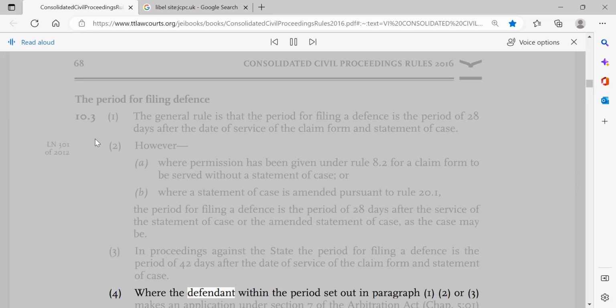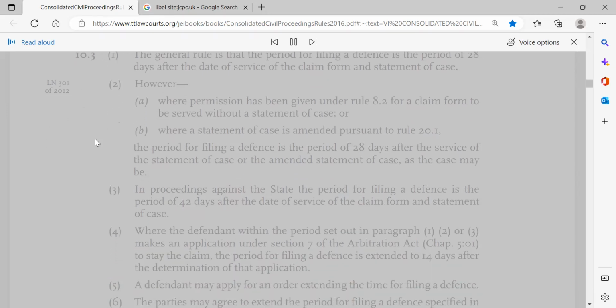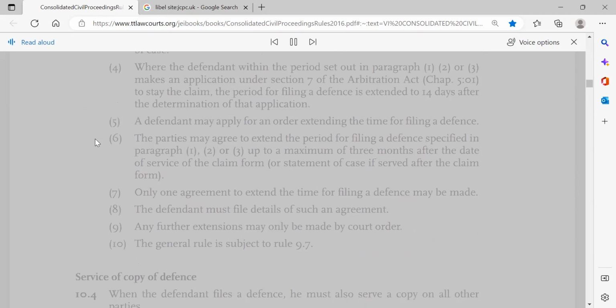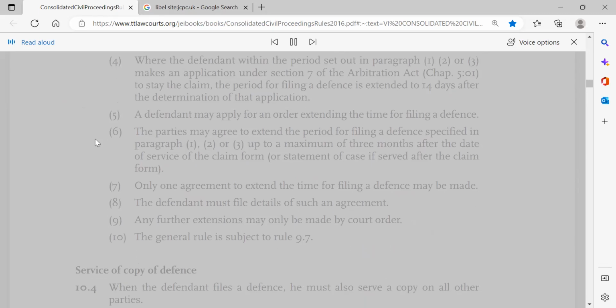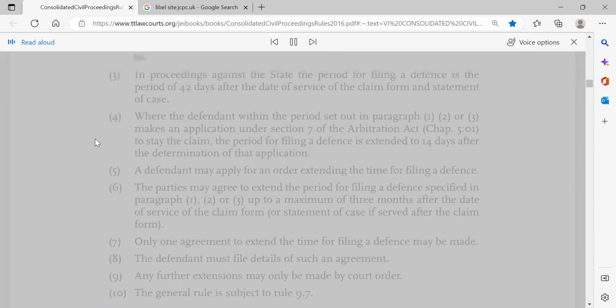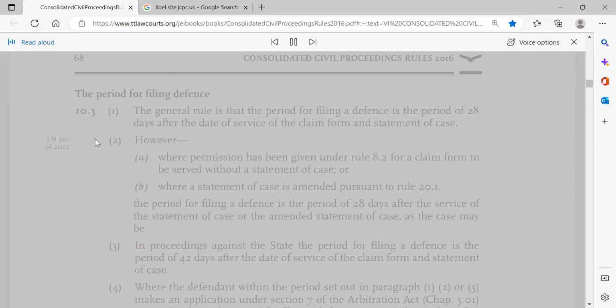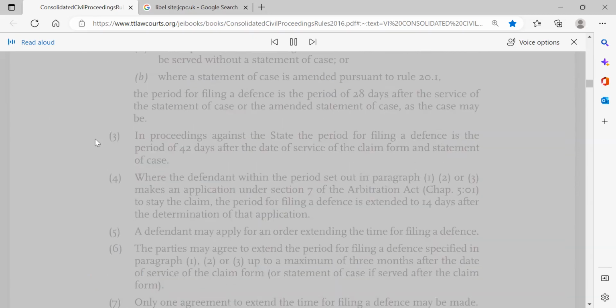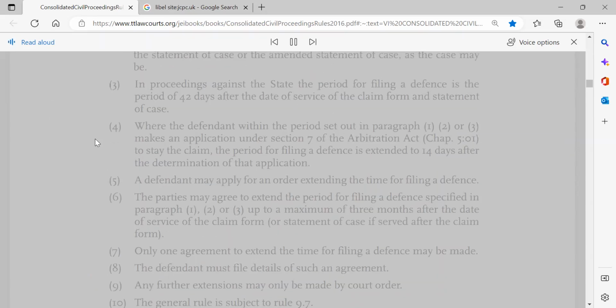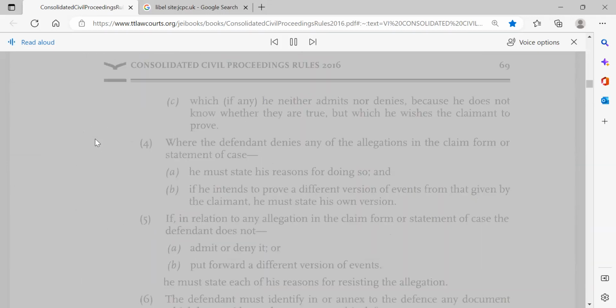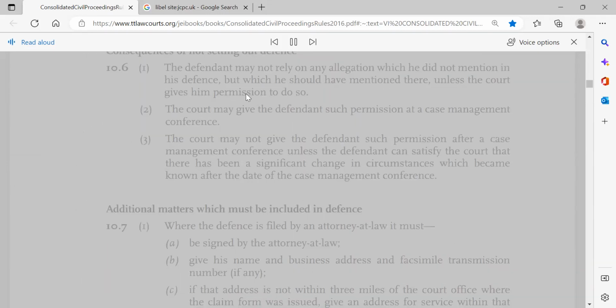4. Where the defendant within the periods. Service of copy of defense. 10.4 when the defendant files a defense.